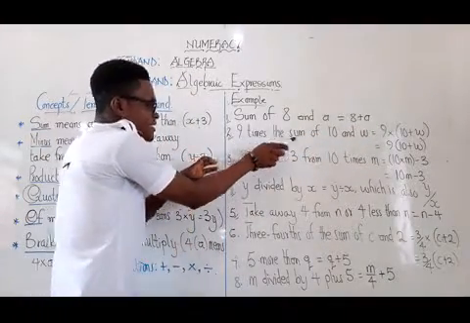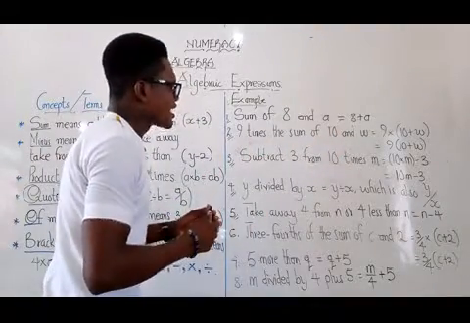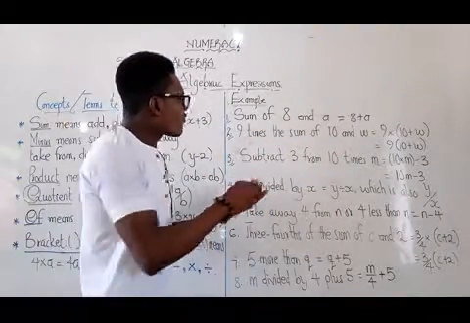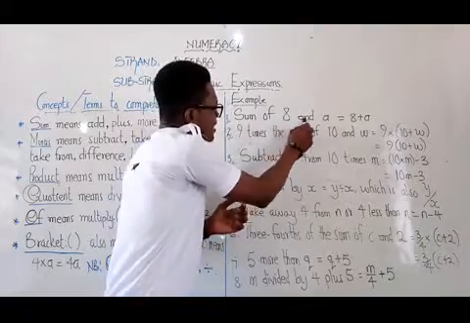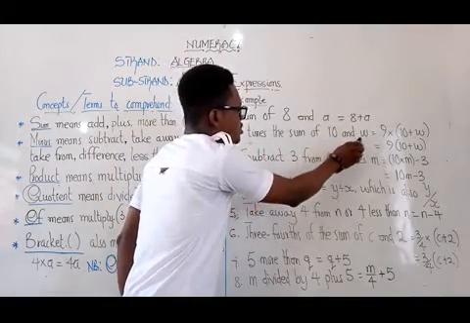And then we have 9 times the sum of 10 and w. 9 times the sum of 10 and w will give us, we've already learned the sum of 8 and a. So sum of 10 and w will give us what?